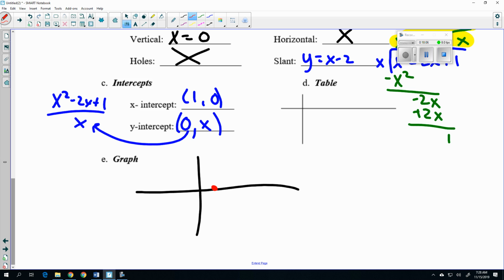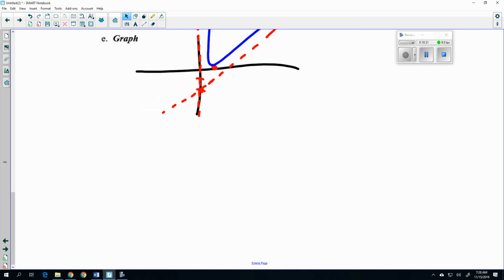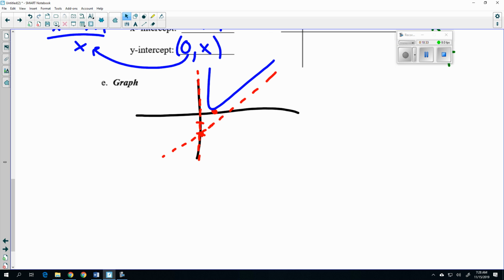1, 0. We have a vertical asymptote and our slant asymptote. And do you see why we call it a slant asymptote? Because it's slanted. Do you know where one part of your graph is? Agree? How do I find the other part of my graph? Don't just assume you know, because I'll have you verify it. Where do you think it is?